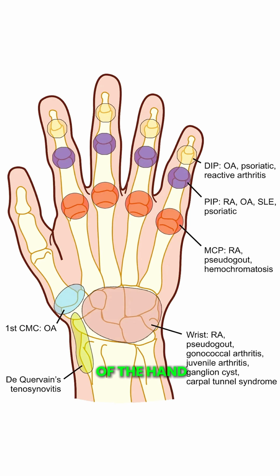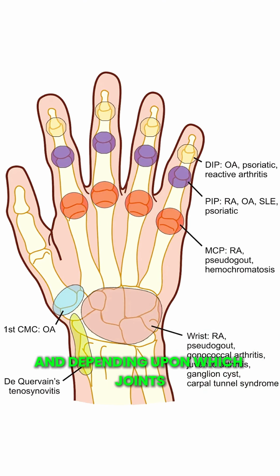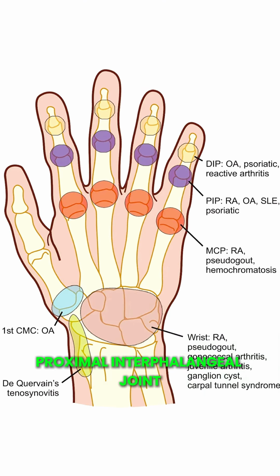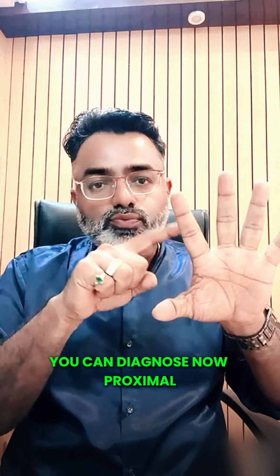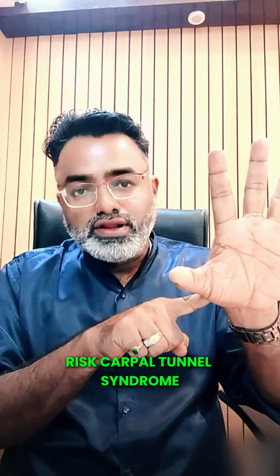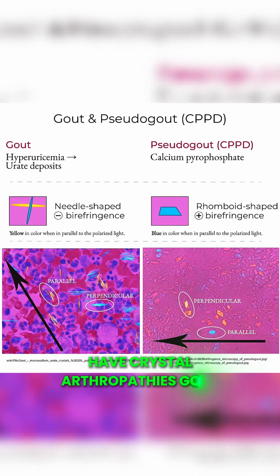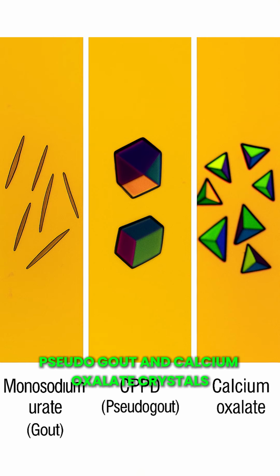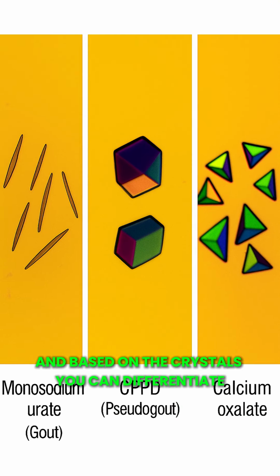Special examination of the hand: when you examine the hand, depending upon which joints are involved, distal interphalangeal joint, proximal interphalangeal joint, you can diagnose. Now, proximal interphalangeal joint, rheumatoid arthritis; metacarpophalangeal joints, rheumatoid arthritis, SLE, hemochromatosis, pseudo-gout; wrist, carpal tunnel syndrome, juvenile arthritis. And then you have crystal arthropathies, gout, pseudo-gout, and calcium oxalate crystals, and based on the crystals, we can differentiate.